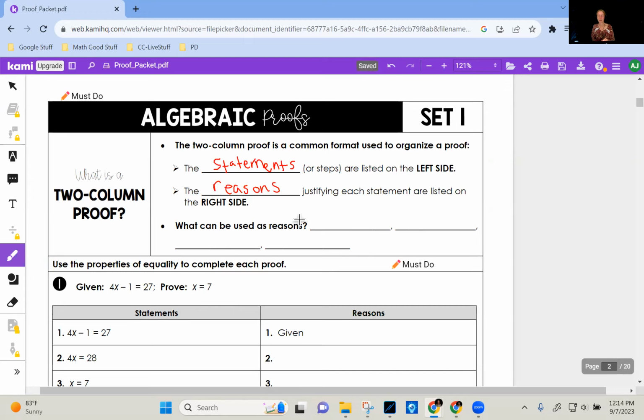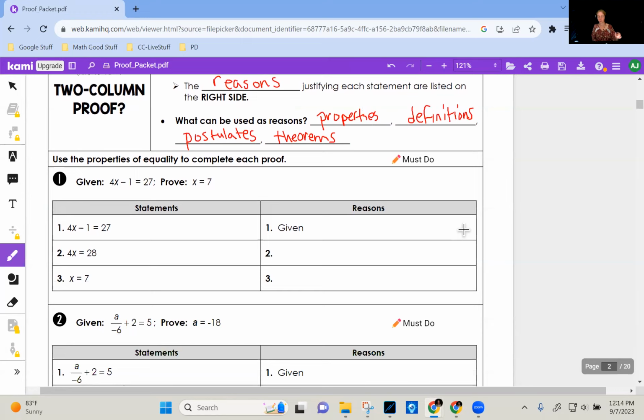Now, what is allowed to be used as reasons? We have those properties we just looked at in the last video. We have definitions. So like you've already learned, definitions of a bisector, things like that. We have postulates, which you've learned, the segment addition and the angle addition postulate. And we have theorems. That's going to be things like the vertical angle theorem, where vertical angles are congruent. So we're not going to apply those quite yet. We're going to start with some algebra that you've been used to and see how that applies to proofs.